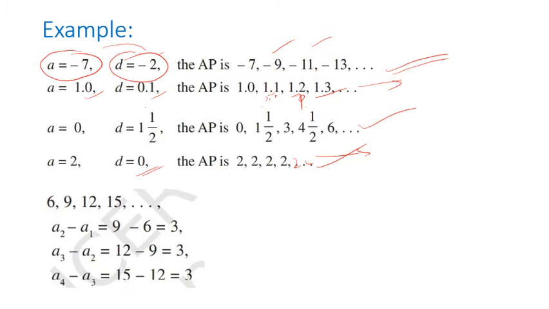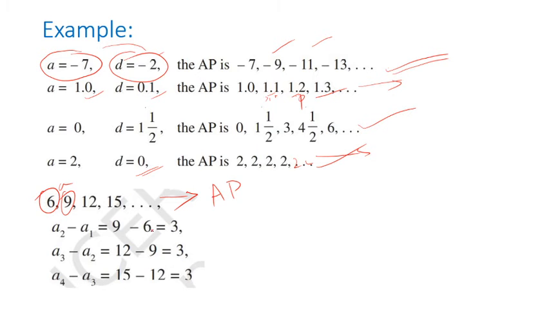Now let us look at the reverse of this. We have been given an arithmetic progression, right? And we have to find out the terms and the common difference. Very easy. The first term is 6, the second term is 9, and so on.